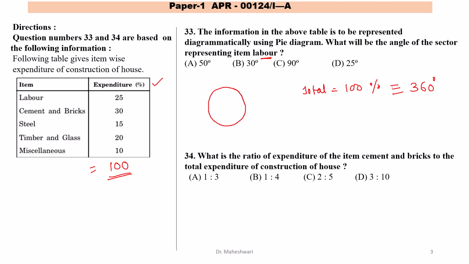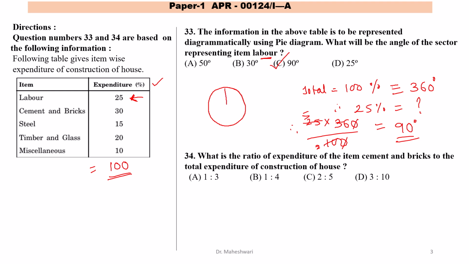And what about our labor? How much percentage of expenditure have they done? 25%. So 25% will belong to how much? It is simple mathematics. Cross multiply: 25 into 360 divided by 100. If you cancel them, 5 fives are 25, 5 twos are 10, and so on, and calculate, it comes out to be 90 degrees. So 90 degrees will be your answer.